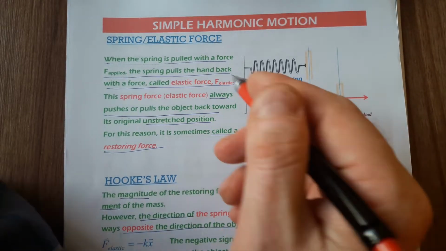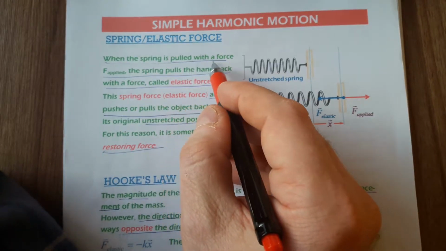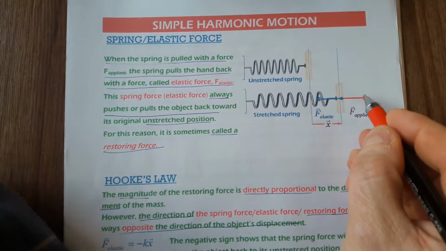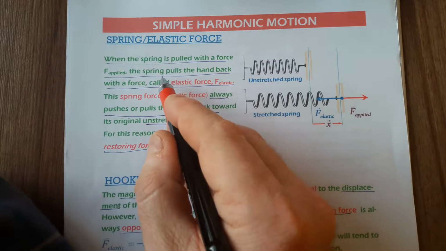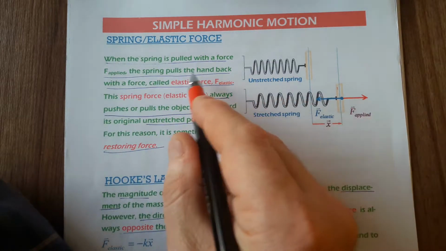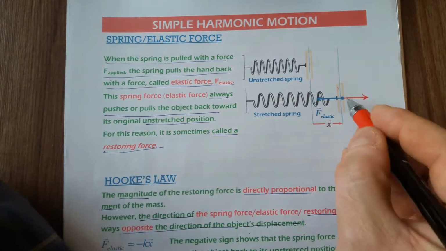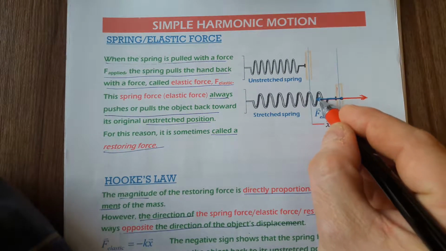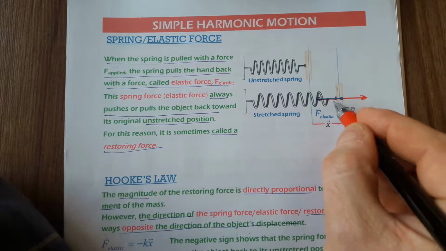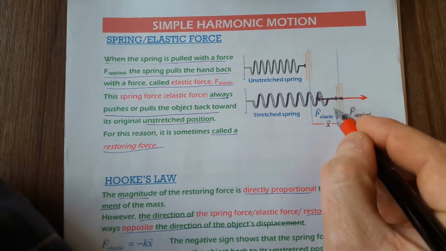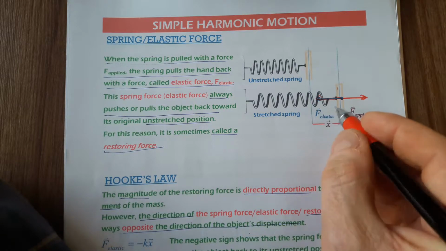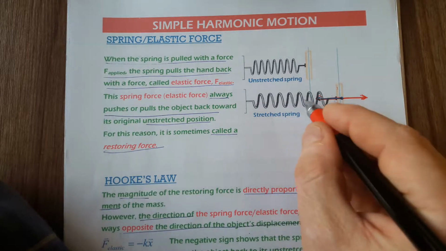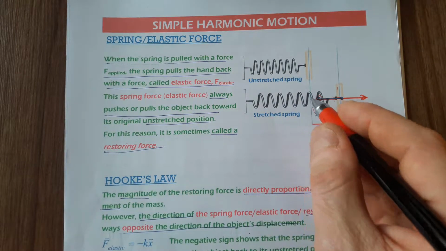When a spring is pulled with a force F applied, as you see, this force is F applied. You are going to observe that the spring is pulling your hand back with a force called elastic force. You are applying a force to the right and stretching the spring. By then the spring resists this force in the opposite direction. This force is known as elastic force or spring force. This force comes from the elasticity of the spring or any elastic object.